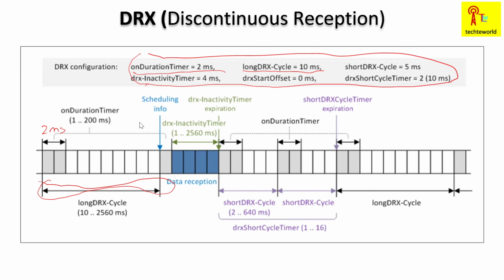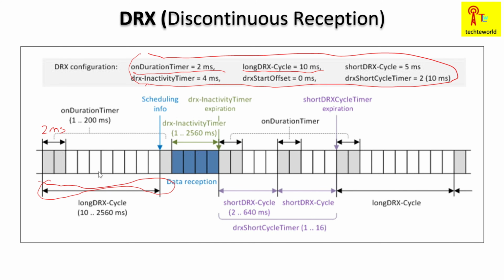But if you see the range for this UE, the on duration timer is not necessarily only 2 millisecond. It can be anything between 1 to 200 millisecond. For the example, I have taken the on duration timer as 2 millisecond. Also, the long DRX cycle can be anything between 10 to 2560 millisecond. For the example, I have taken this particular value.